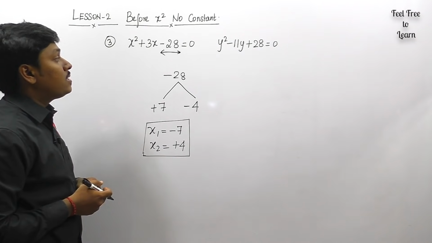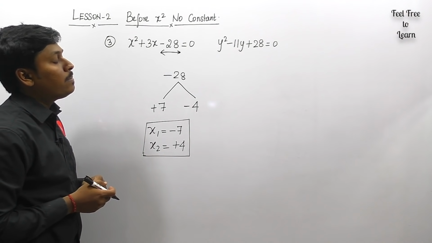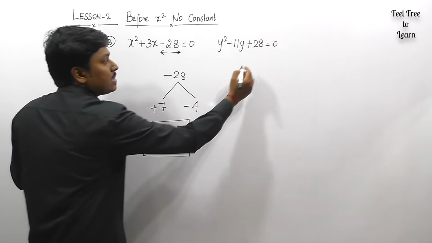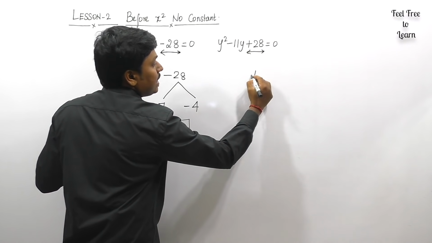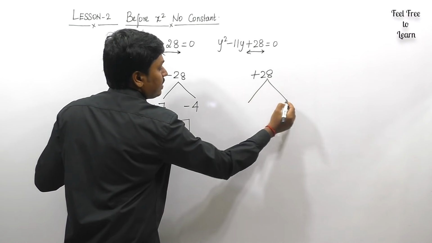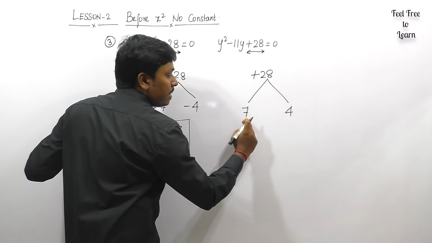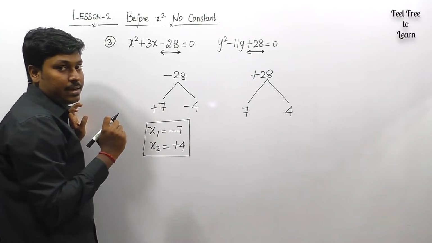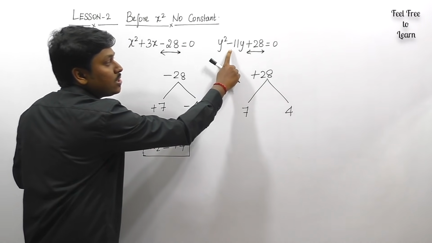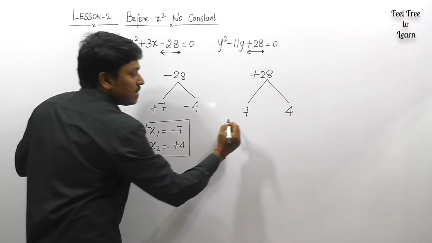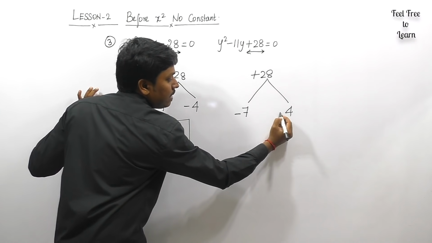The second expression is y square minus 11y plus 28 is equal to 0. Similarly here it is plus 28, so we need to find the factors, right? So 28, again 7 fours are 28. So friends, when we multiply both the numbers, the result should be plus 28, but when we add both the numbers, the result should be minus 11. So this can be taken as minus 7 and minus 4.